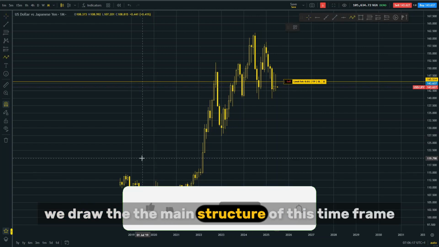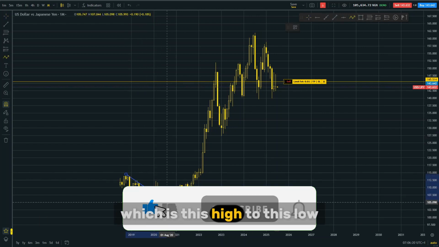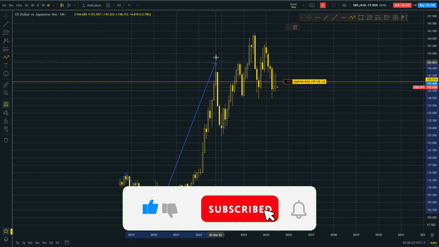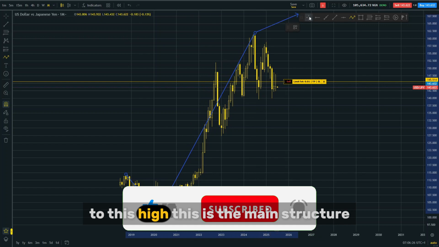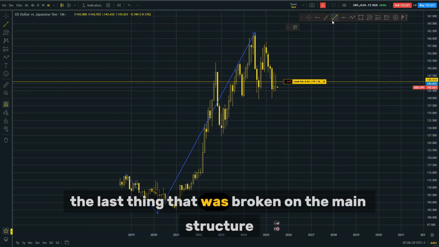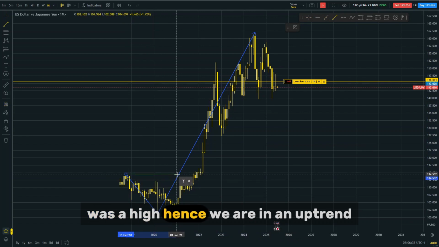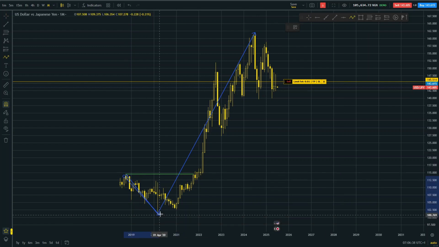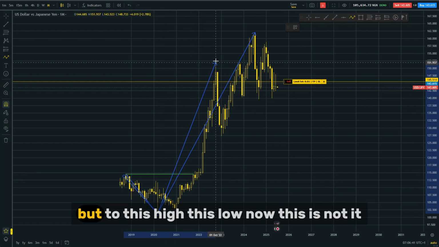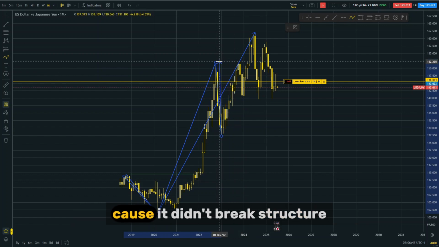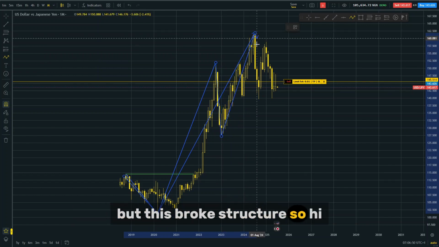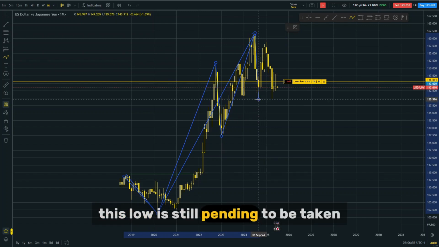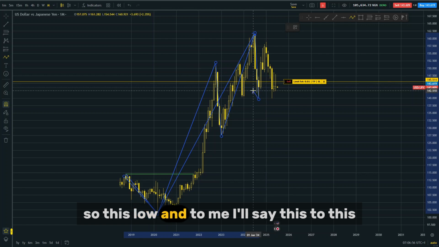Firstly, we'll draw the main structure of this time frame, which is this high to this low to this high. This is the main structure. The last thing that was broken on the main structure was a high, hence we are in an uptrend. On the substructure, we have the same thing, the high to the low, but to this high, this low. Now this is not it because it didn't break structure, but this broke structure. So this low is still pending to be taken. And to me, I would say this to this.